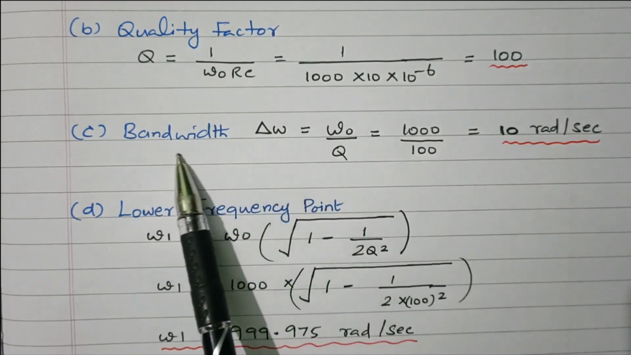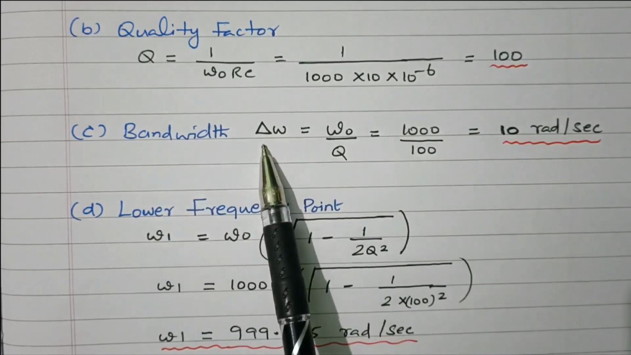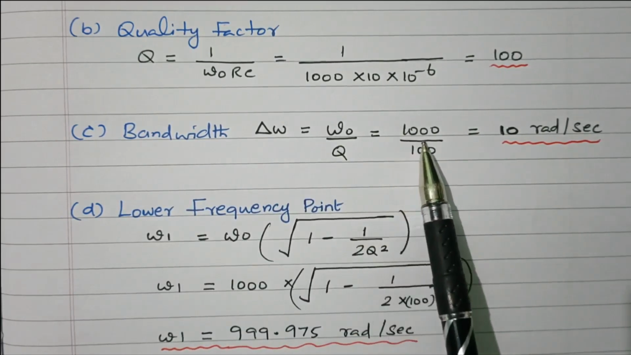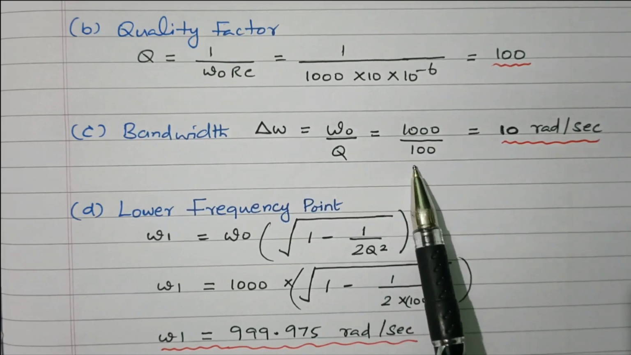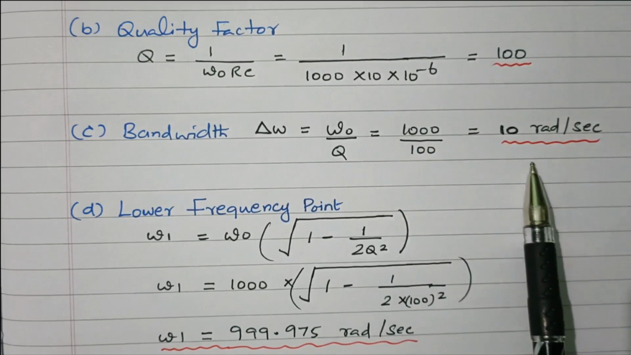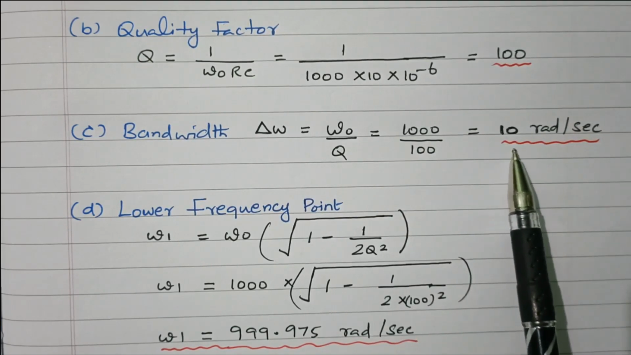Next, the third one, we'll find the bandwidth. Del omega is nothing but omega naught divided by Q. Omega naught, what we calculated, is 1000. Q, what we calculated, is 100. 1000 by 100, it is 10 radian per second. So the bandwidth is 10 radian per second.